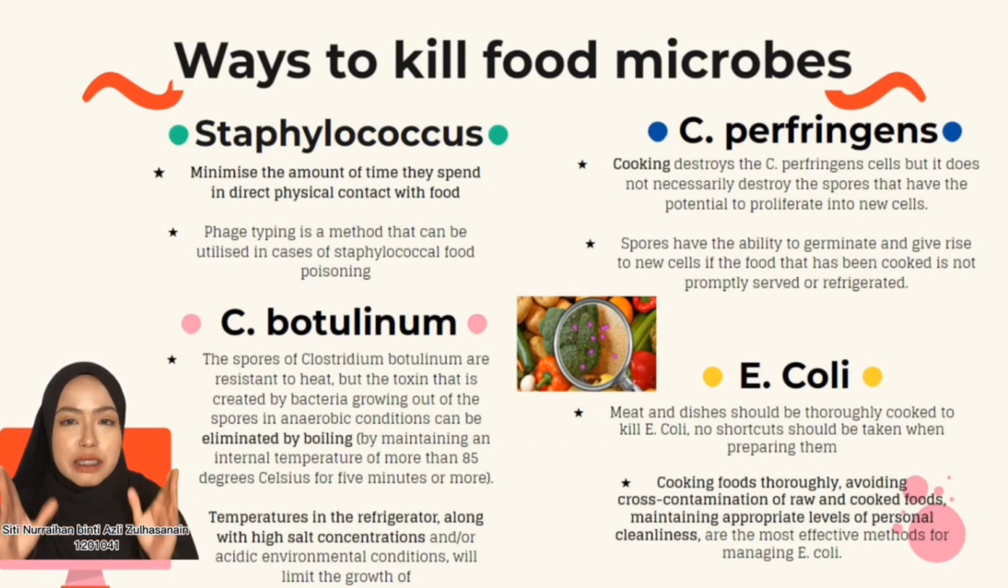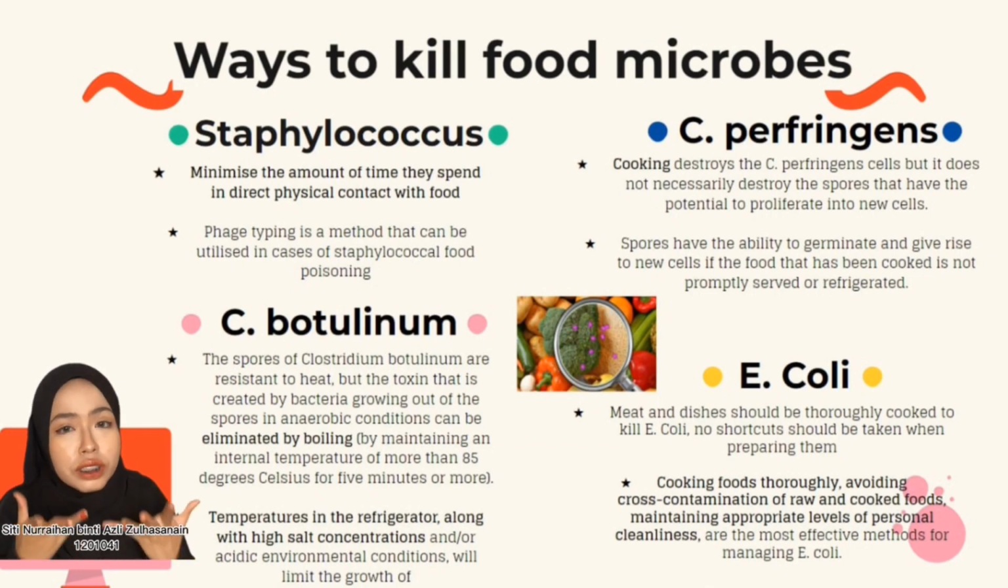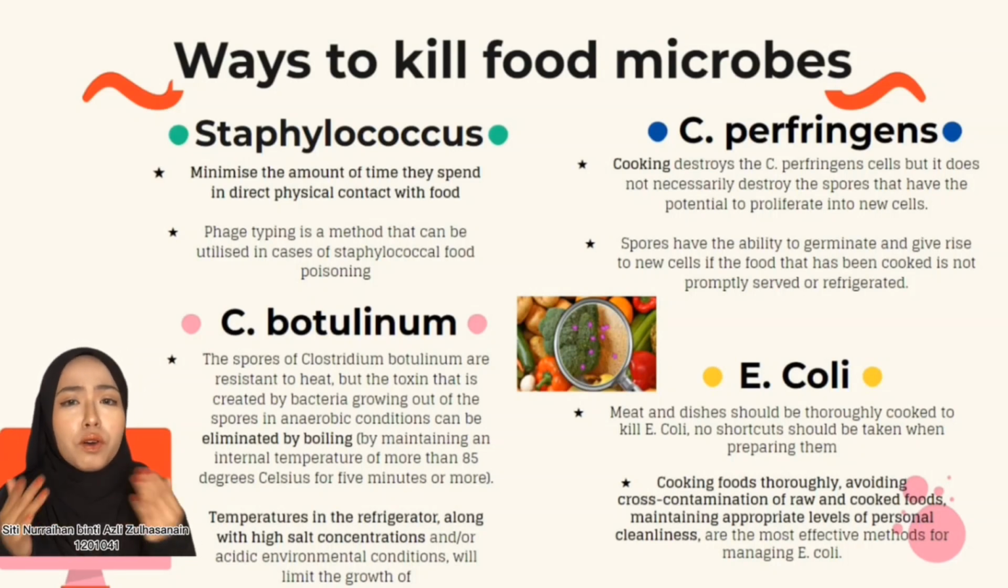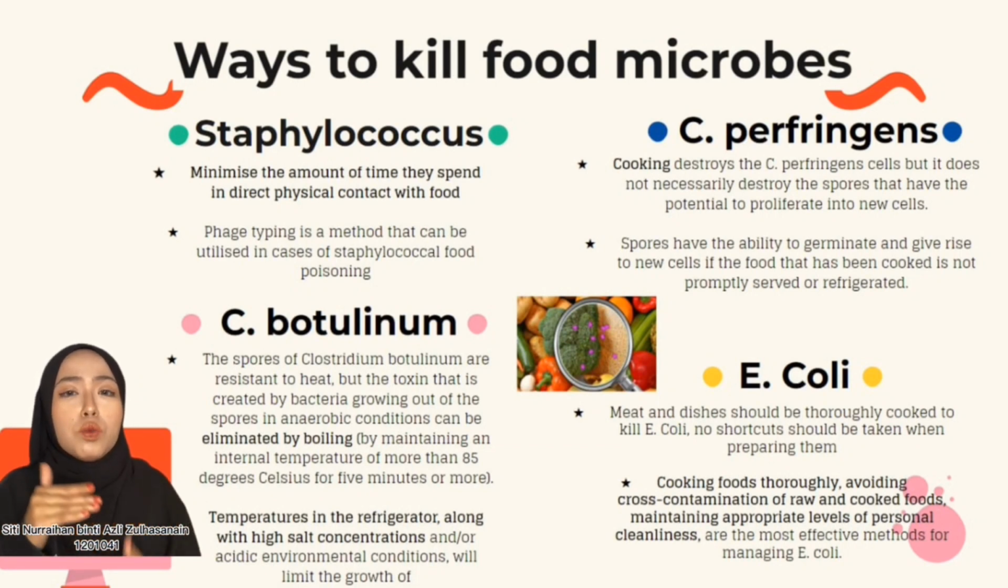Phage typing is a method that can be utilized in cases of staphylococcal food poisoning to ascertain whether the staphylococci recovered from the food were the cause of the disease. On top of that, cooking destroys the C. perfringens cells that are actively developing and causing food poisoning, but it does not necessarily destroy the spores that have the potential to proliferate into new cells.